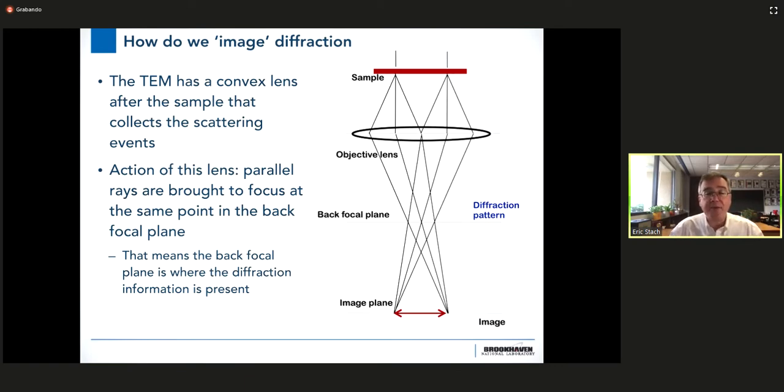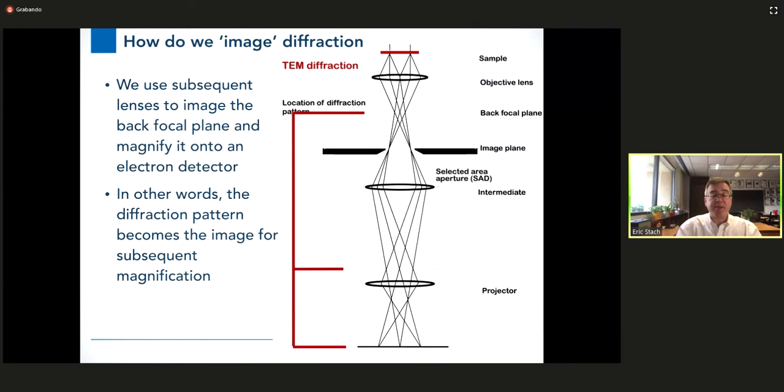We have the good fortune in the electron microscope of being able to place lenses further down the electron beam column and capture or make an image of that diffraction pattern. So we place a series of lenses, and we choose to make the back focal plane our new object plane. Then we take that object plane and magnify it down onto some detection media. We use the subsequent lenses to image the back focal plane, magnify it onto an electron detector, and in other words, that diffraction pattern becomes the image.